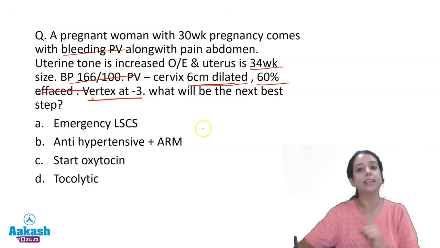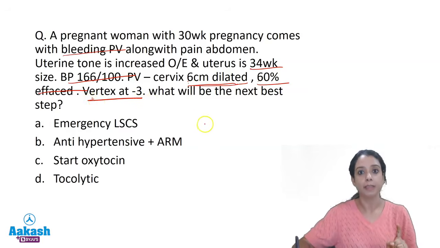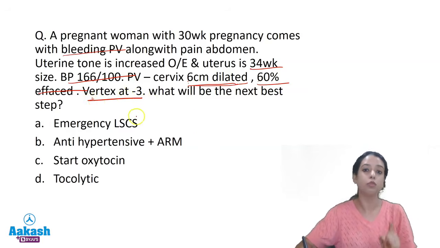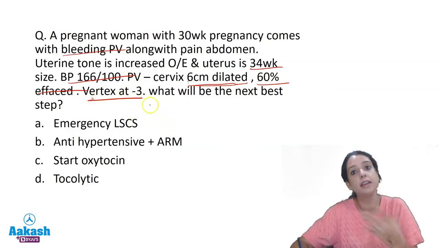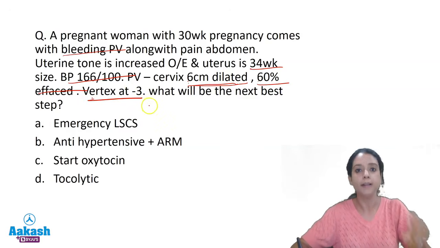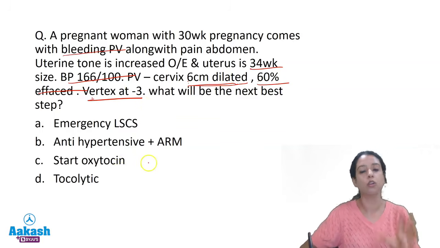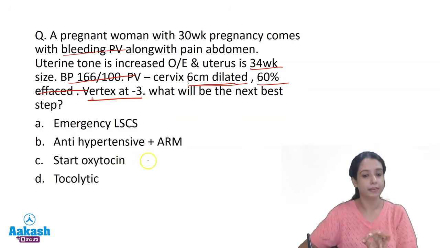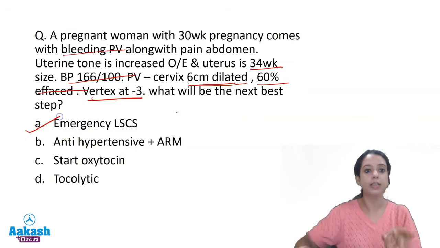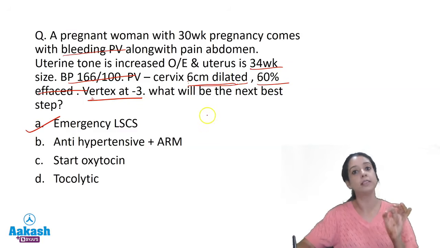This lady will take time to deliver because the head is high. If the head would have been at +2 or +3, it means imminent delivery, and you would have waited for spontaneous delivery. You would have started oxytocin, but not here. Here you have to do an emergency LSCS if the baby's heart rate is good.